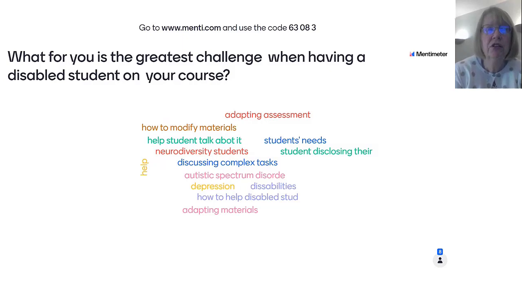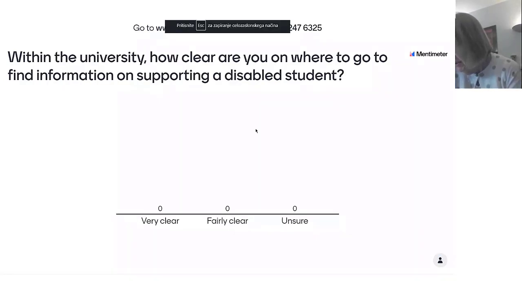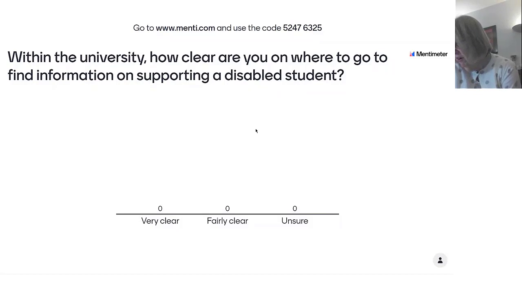What I really would like is that you have a very good and comprehensive provision of principles of accommodations available in the University of Maribor. So we're really talking about how they come about for each student, what the experience of using and implementing them is. Inside the university, how clear are you where to go to find information on supporting a student?